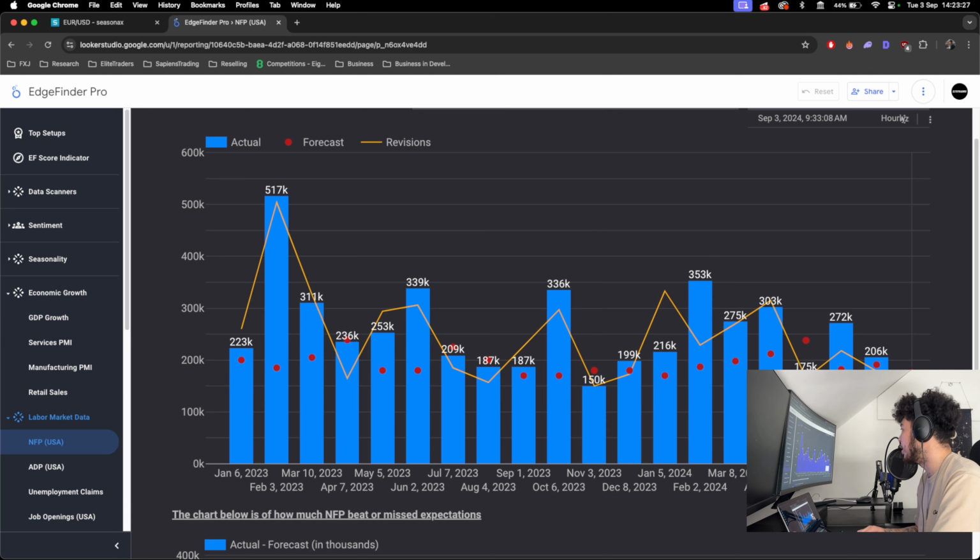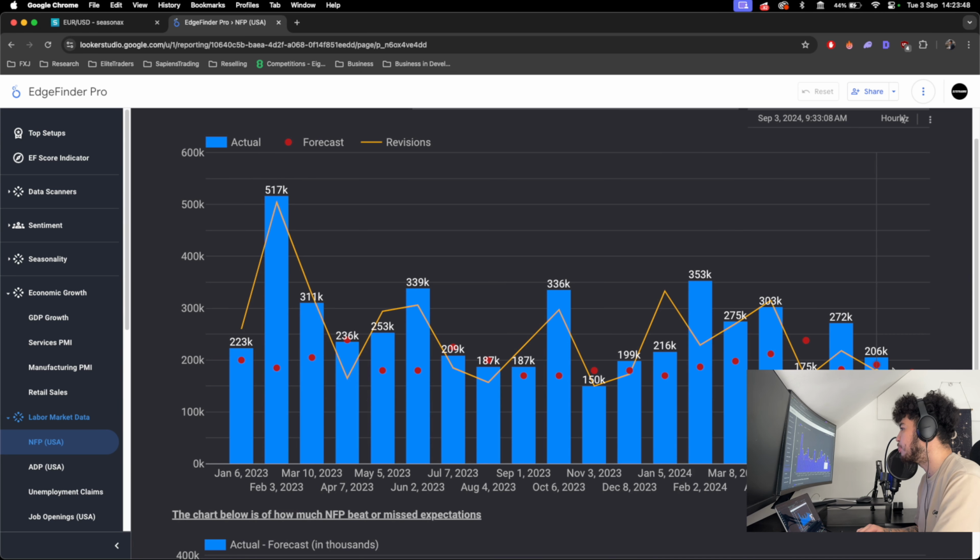So we get NFP results the first Friday of every month here. So you can see 114 was a bit of an anomaly. It was a shock to the market, really. This was the lowest print we've had since the 6th of January 2023.